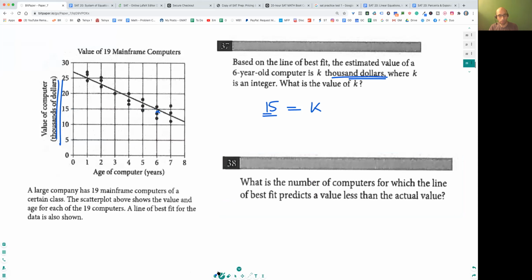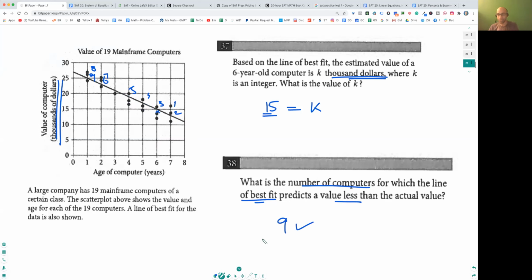Well done. All they're saying is, what is the number of computers for which the line of best fit, which means this line, predicts a value less than the actual value? This line is the predicted point, and this is the real value. So how many do you got? 1, 2, 3, 4, 5, 6, 7, 8, and 9. So that's why the answer is 9.